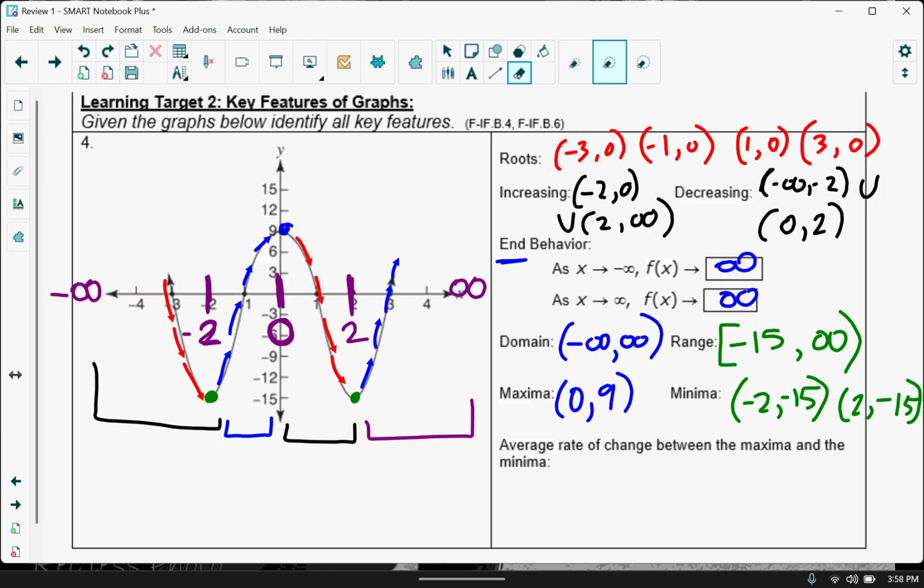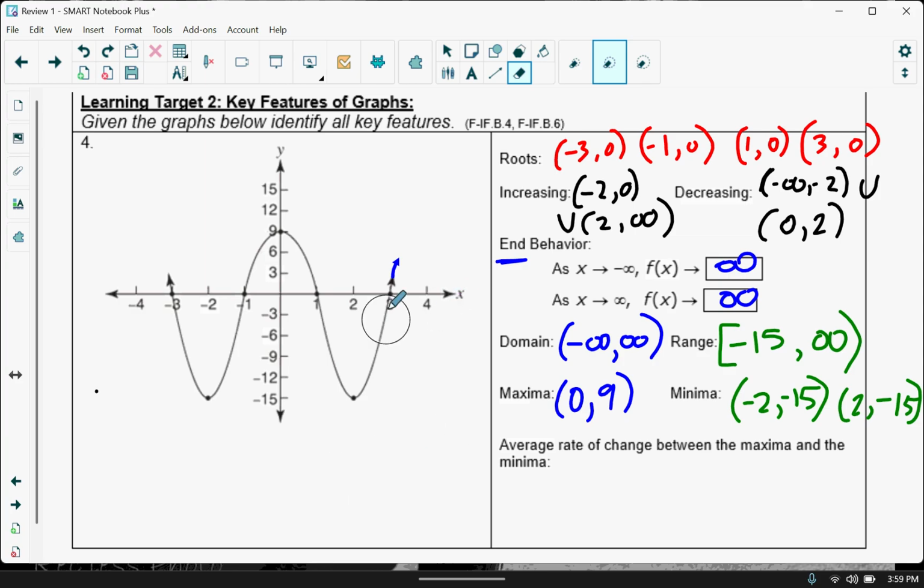So the increasing and decreasing stuff, I usually save that for the end because I write all over the graph. So now let's do the last question. I don't think this one is difficult. This one says, find the average rate of change between the maximum and the minimum. I think the only thing that can get complicated is there's 2 minimums. So pick one. It doesn't matter.